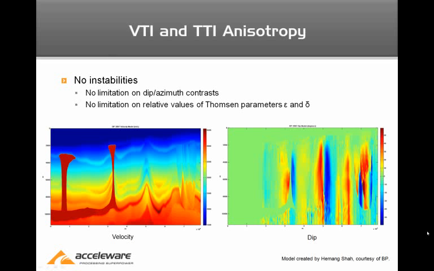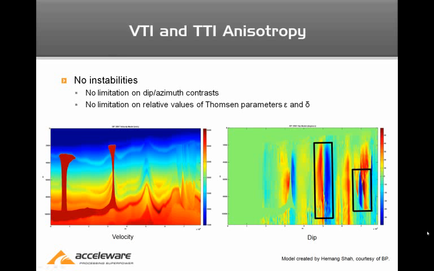Now, AXRTM implements measures to avoid both types of instability. And it remains stable for arbitrary variations in dip and azimuth angles and arbitrary variations in Thomson parameters. So here at the bottom we see quite a complex synthetic model with significant TTI anisotropy. I notice on the right that there are several areas with very sharp contrasts in dip angle.